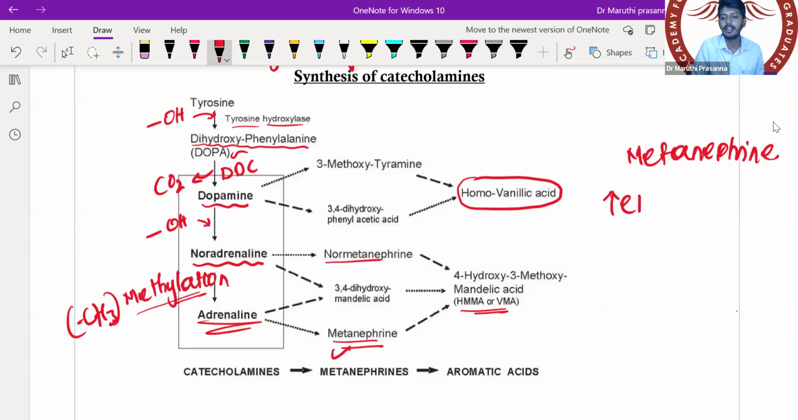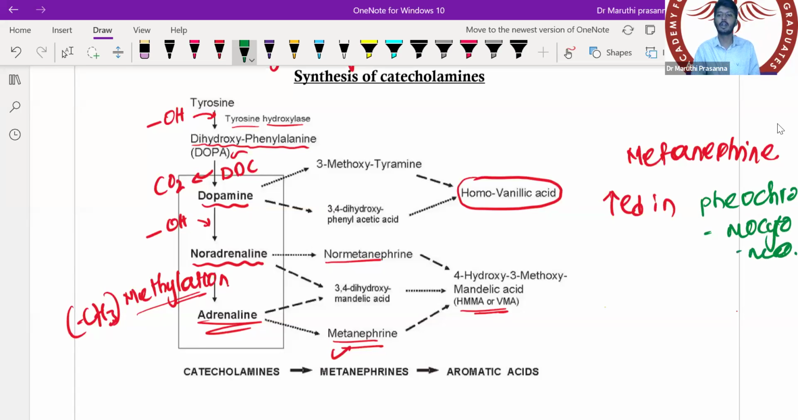Metanephrines are increased in which disease? See, more adrenaline, more metanephrine. In which disease will metanephrines be elevated? Everybody should be able to tell. Very good. Abhishek and Manivel, both of you are correct. It is increased in pheochromocytoma. Quickly, let me give you the gist of pheochromocytoma.